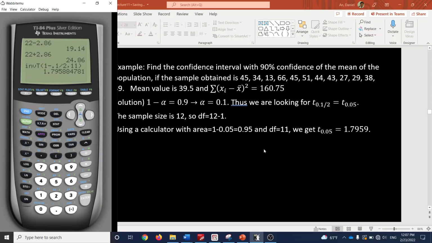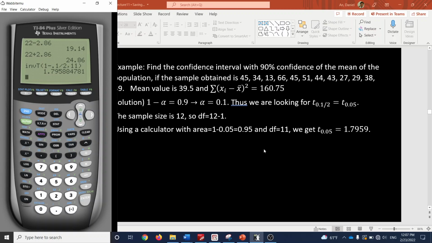So the question is, what's the difference between inverse norm and inverse t? When do you use inverse t and when do you use inverse norm? Can anyone answer? Yes. Inverse t when you have less than 30 samples. Right? Because if you have less than 30 samples and you don't know the population standard deviation, okay? If both conditions are met, then we use inverse t.